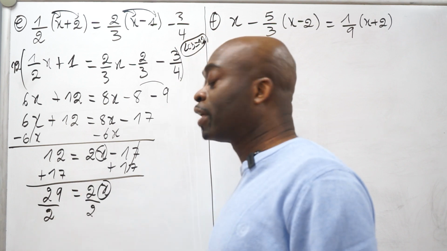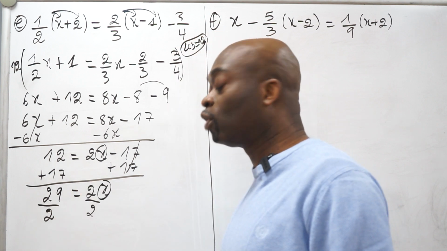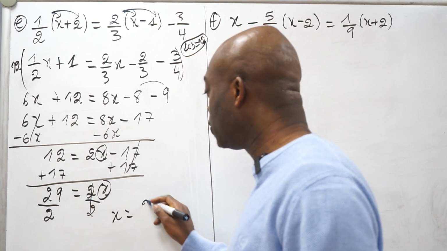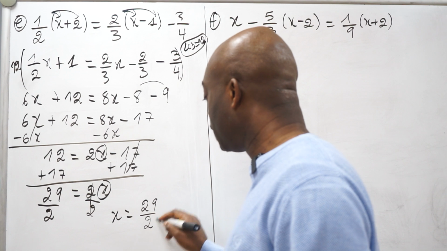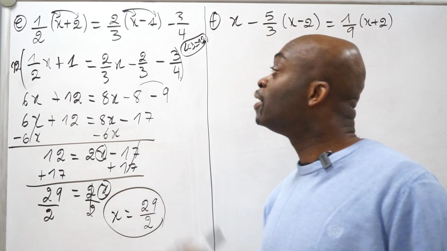Now, can 29 divide 2 evenly? No. It's going to give us a decimal, but since we're not looking for a decimal number, x is equal to what? x is equal to 29/2. And this is your final answer. All right? So that's for E.